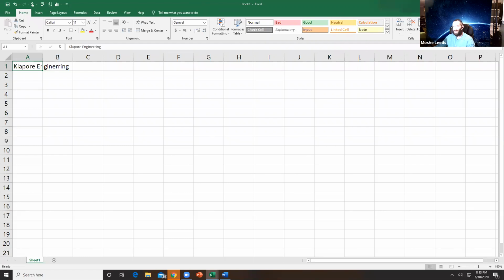By the way, if you remember, you have control of the ribbon display. You have auto-hide, show tabs, or show tabs and commands. I like show tabs and commands because otherwise I keep jumping back and forth, since I don't always remember where things are exactly. Okay, so in A1, I write Klapoor Engineering. I could just use my arrows to go down to A2 and I write salary report. Okay, then we're going to go to A3, employee.